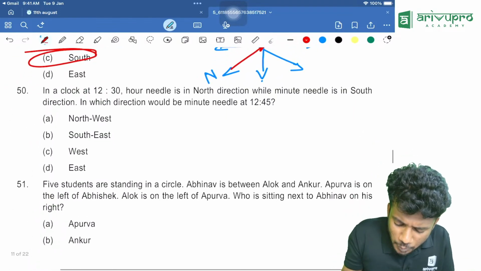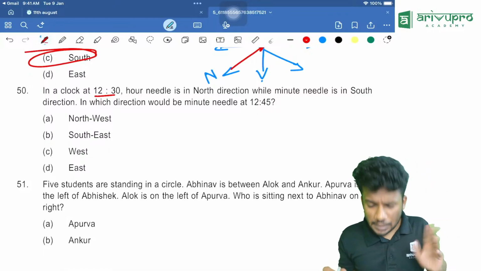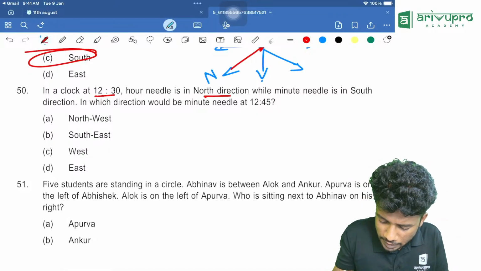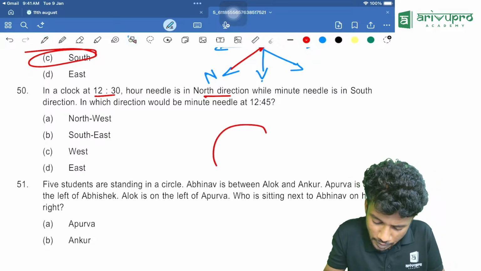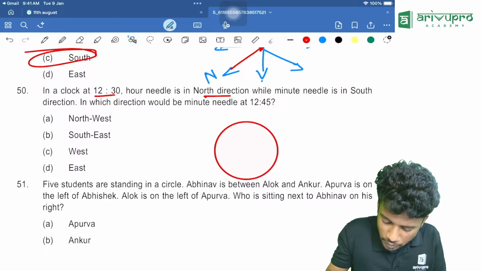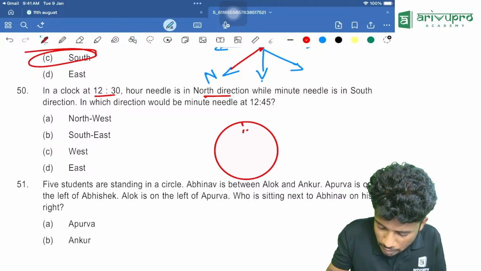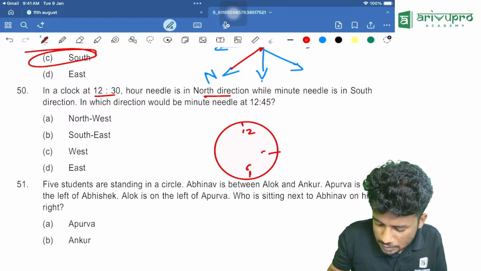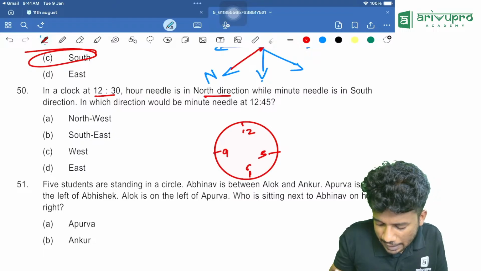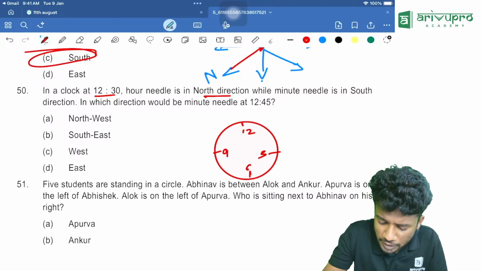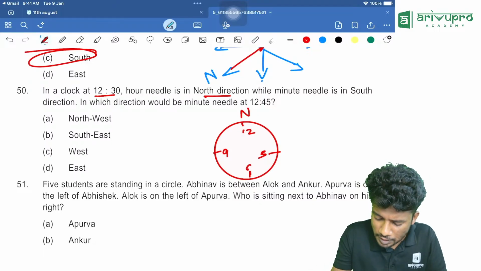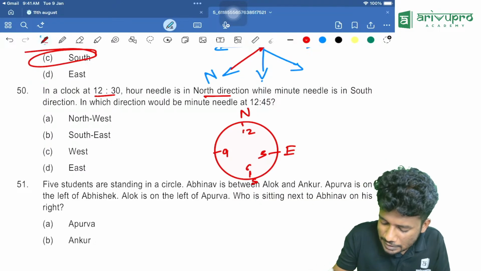In a clock at 12:30, our needle is towards the north direction. So we have a clock. Okay, let us draw one clock. So this is the clock. Now this is 12. This is 6. This is 3. This is 9. Now what is happening at 12:30? The needle is pointing towards north. So that means this is north, this is south, this is east, this is west.